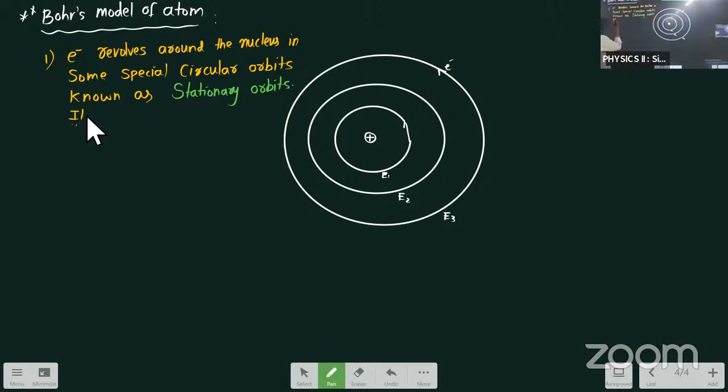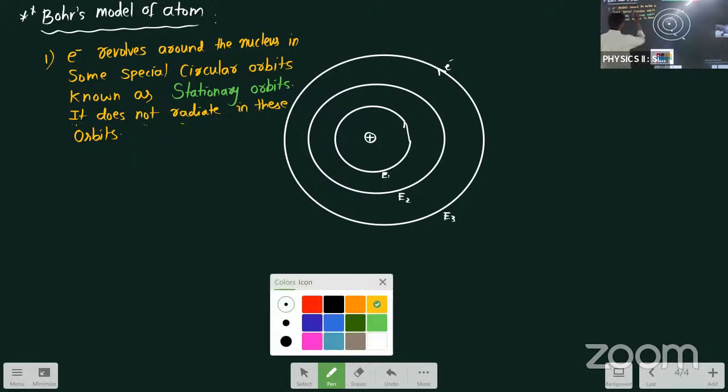It does not radiate in these orbits. What does it mean? These are special orbits called stationary orbits, in which whenever the electron is revolving around the nucleus, it does not radiate any energy. So the first postulate of Bohr's model of atom: an electron revolves around the nucleus in some special circular orbit, known as a stationary orbit, in which it does not radiate any energy.